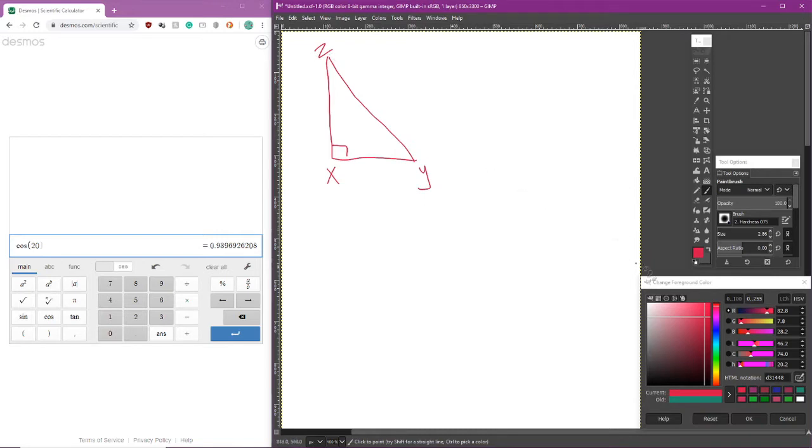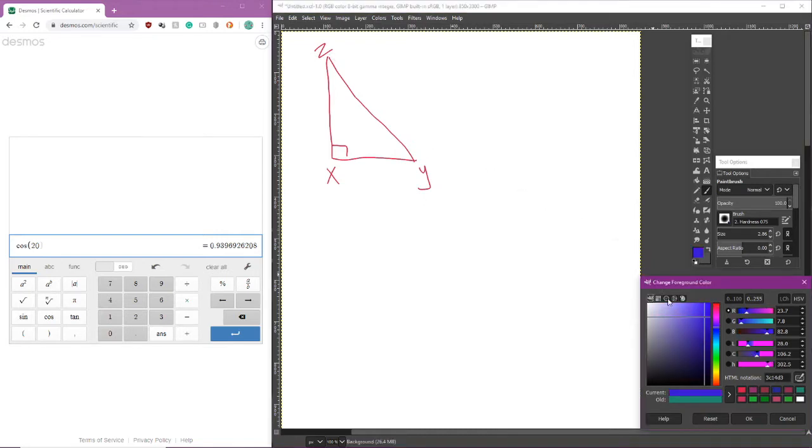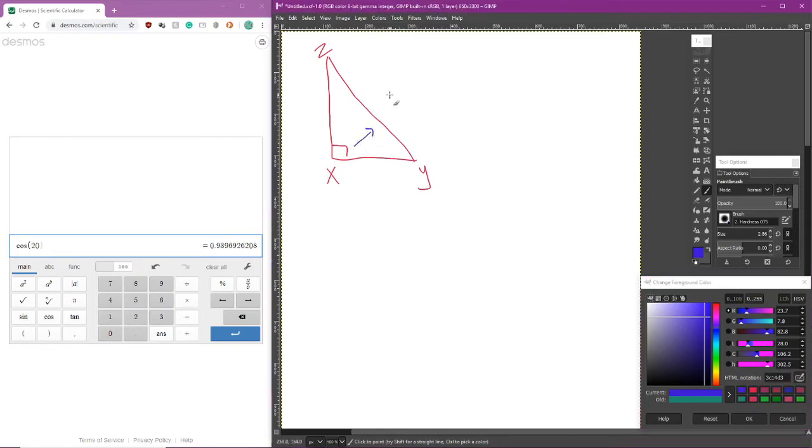And then I'm going to switch colors so we can do some labeling. We know that the right angle always points to the hypotenuse, so we're going to label that H for hypotenuse. And if we're talking about angle Z, then the side that touches angle Z is going to be labeled A, and that A stands for adjacent. The side that's the farthest away from Z is going to be labeled O, and that O stands for opposite.